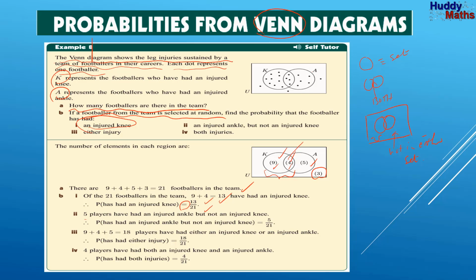5 players have had an injured ankle but not an injured knee. Okay, so that's this group here. Just in the ankle, not this group in the middle because they had both. Do you get the idea? So it's 5 out of 21.